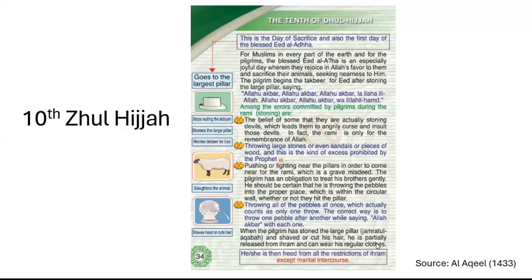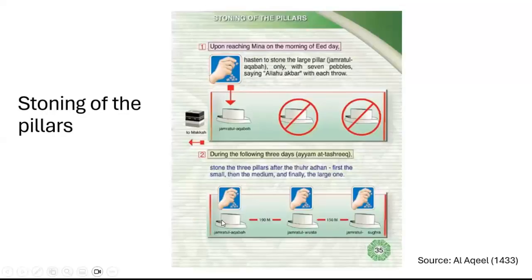And then after he has shaved, it's a partial release from Ihram. He can wear his regular clothes. He is free from all the restrictions of Ihram, except that the married person cannot approach his wife. And then the stoning of the pillars, we've explained this one. And then the following 3 days go in the same sequence: Sugra and Wusta, and then Aqaba.